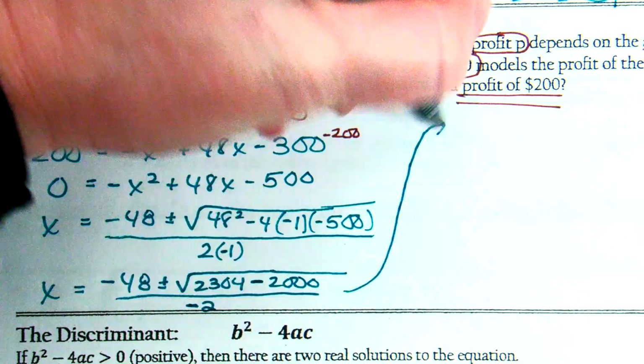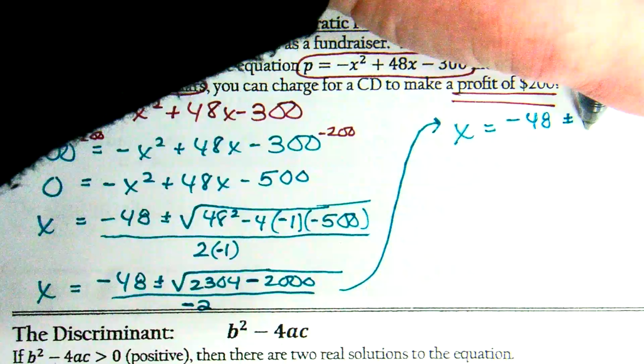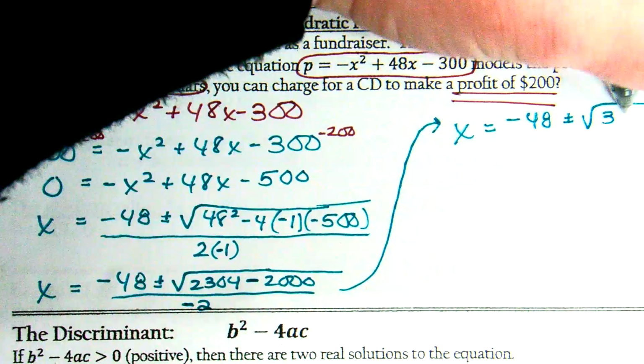Okay, so cleanup's pretty easy here. Negative 48 plus or minus 2304 minus 2,000 is 304, all over negative 2.